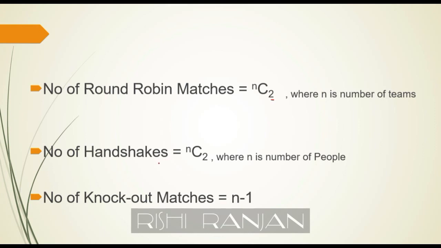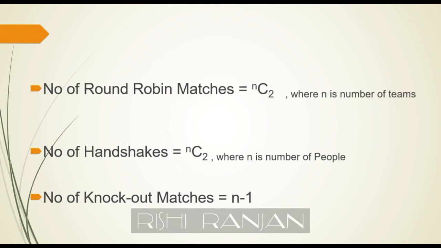The number of handshakes is also similar. The question will be like this: in a room there are some people and each person shakes hands with everybody else, then how many handshakes will there be? For that, once again, the number of handshakes is equal to NC2, because this is the same as round robin. And A shaking hands with B is the same as B shaking hands with A. So the position of the name does not matter. That's why it is NC2.